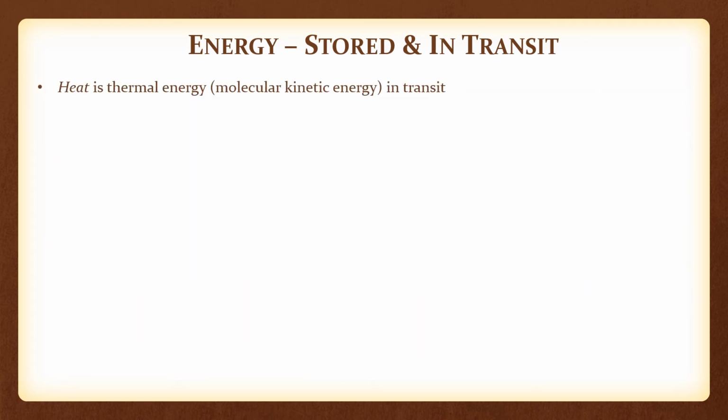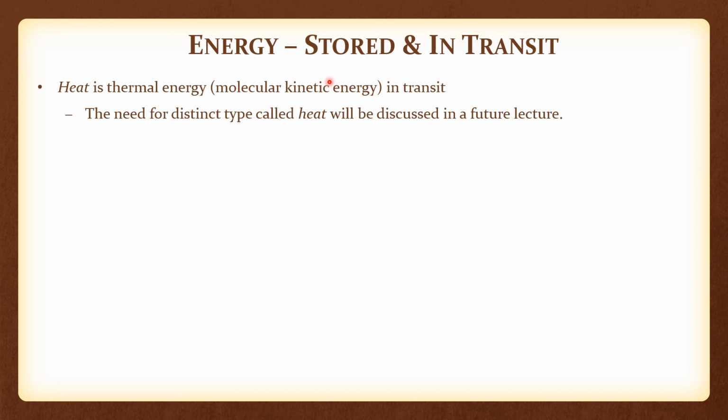We'll see one such constitutive model. Now, energy in transit, heat, is thermal energy or molecular kinetic energy in transit. Why we need a distinct type called heat will be discussed in a future lecture. It has to do with the second law of thermodynamics. That's just mentioned up there. It's discussed in thermodynamics courses.